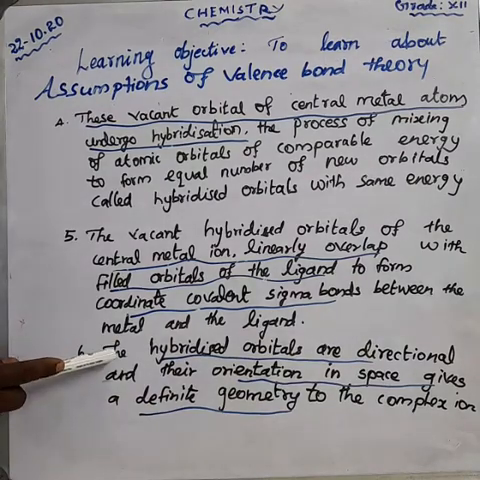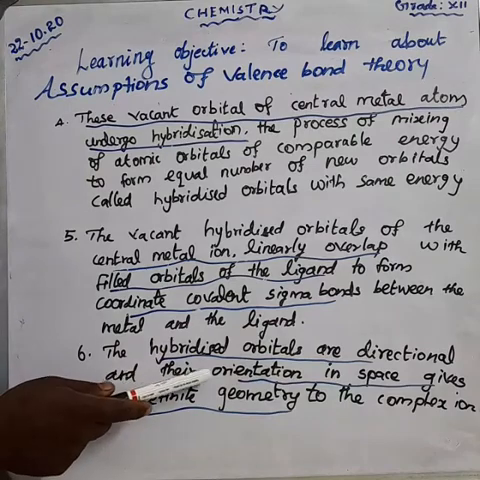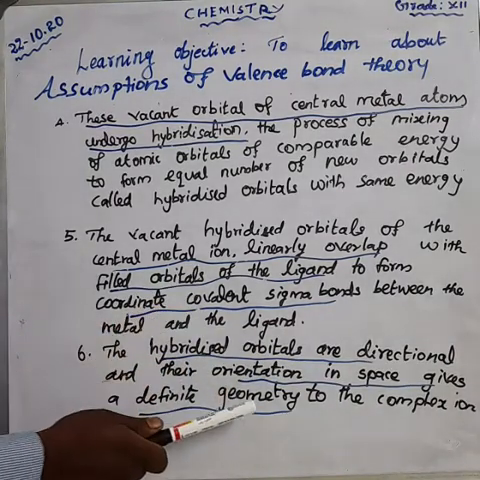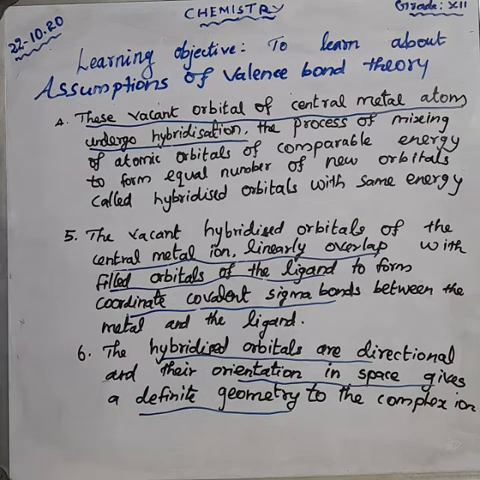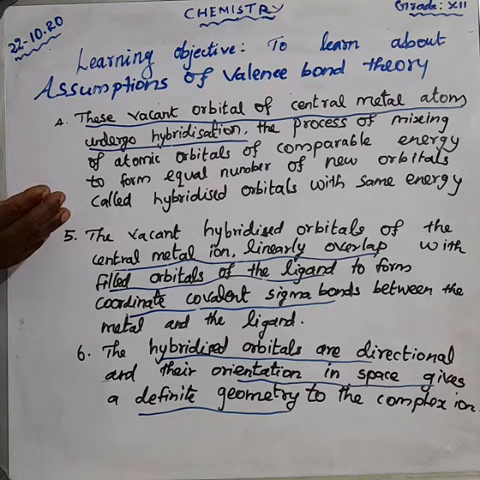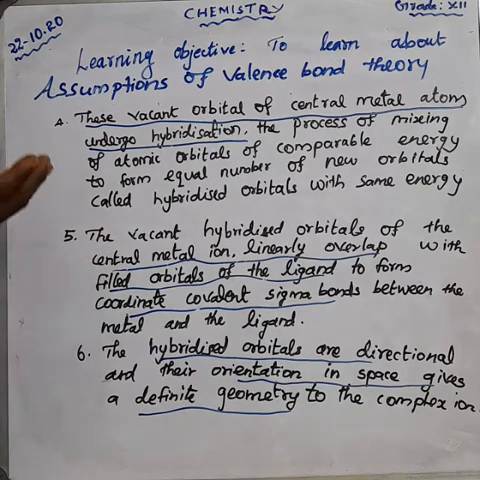Next, the hybridized orbitals are directional in nature. The hybridized orbitals are directional and their orientation in space gives a definite geometry. Suppose the hybridization is sp, meaning an s orbital and a p orbital. The geometry is linear. Clear?